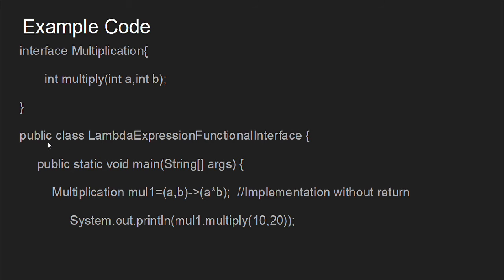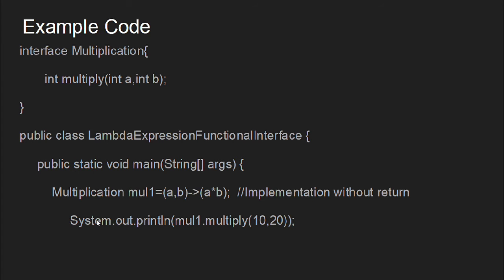Now in this class, public class LambdaExpressionFunctionalInterface, I have public static void main, inside which I am creating an object of my interface, Multiplication mul1, and after that I am passing it my lambda expression: a comma b arrow a into b. It means it will take two parameters, multiply both the parameters and return it. We don't have any return statement here, but it returns the multiplication of a and b. This is an implementation without a return statement. As we can see, the multiply must return an integer.